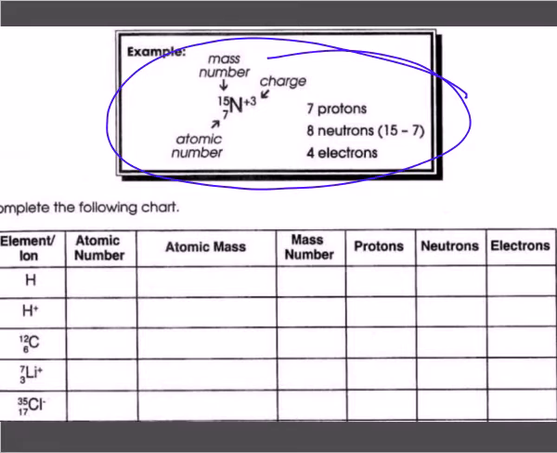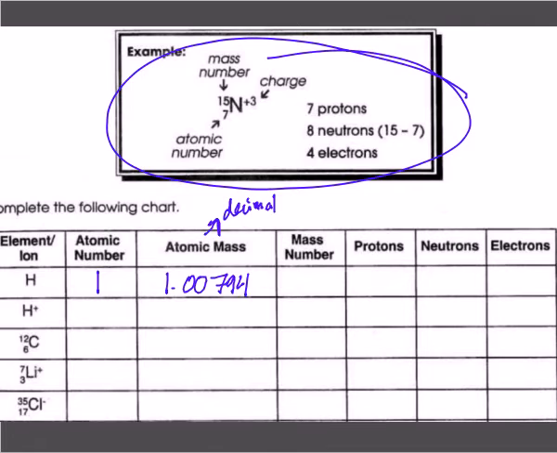All right, atomic number is going to be the easiest one. For hydrogen, what's our atomic number? 1. What's the atomic mass of hydrogen? 1.00794. It's the decimal, guys. Remember, maybe you want to jot this down. Atomic mass is the decimal.